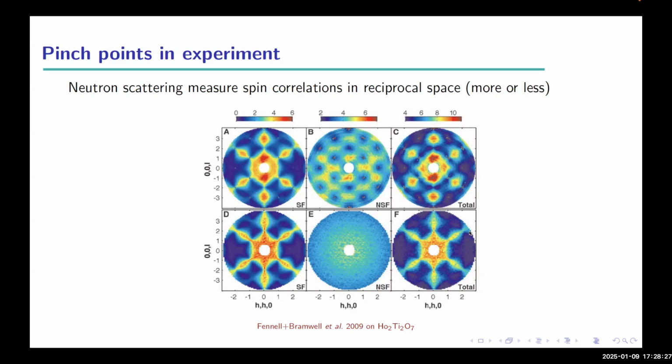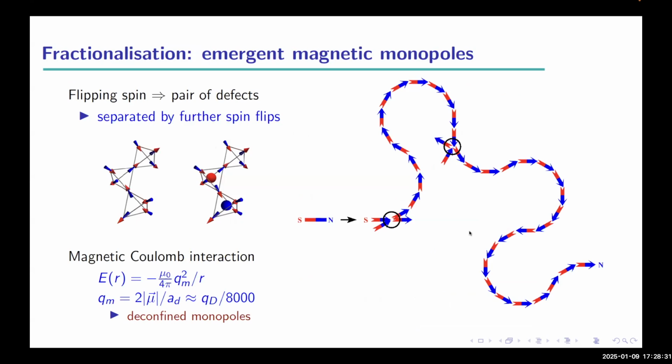It seems like an accident, but it's a completely natural thing to happen. Okay, if you've got an emergent gauge field, you can have excitations which are charged under the emergent gauge field. And so you might think, okay, I've got an Ising magnet, so the simplest low energy excitation I can think of would be a flipped spin.